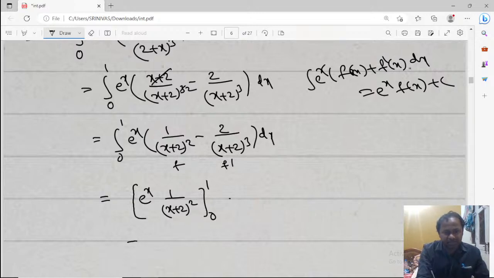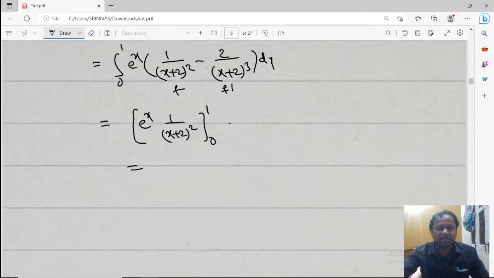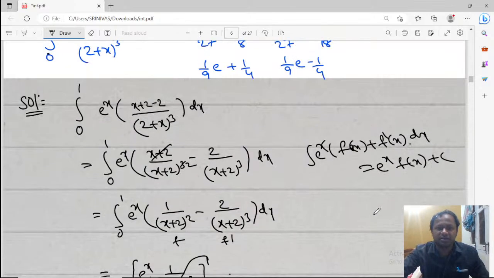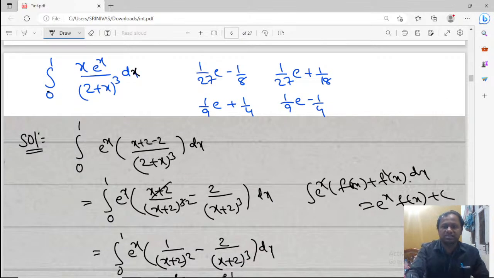So that is equal to, simplify this, what we get by substituting upper limit: e into 1 by, so 1 I am substituting here, 1 plus 2 is 3, square means 9, minus e power 0 value will be 1, 1 by x value also here, 4. So e by 9 minus 1 by 4, that is the answer. E by 9 minus 1 by 4, I got the solution.